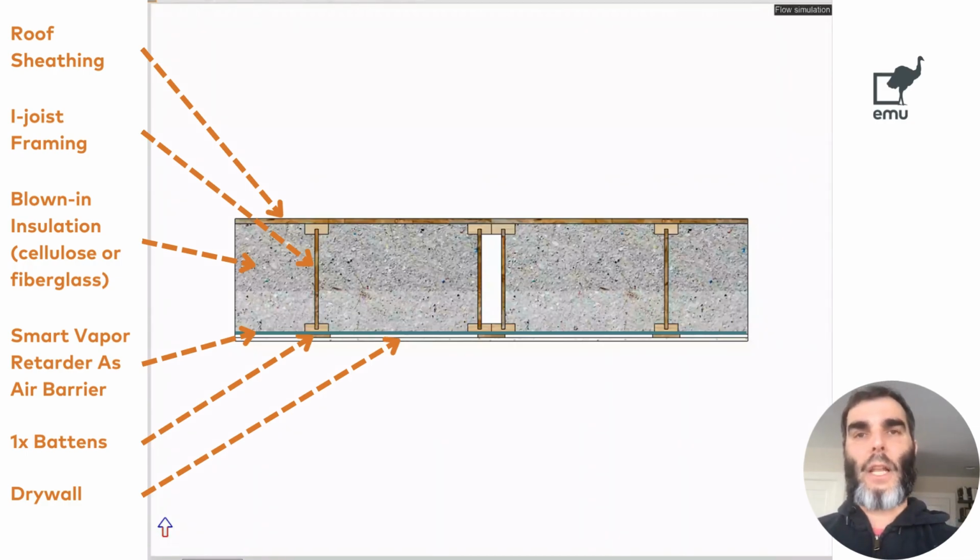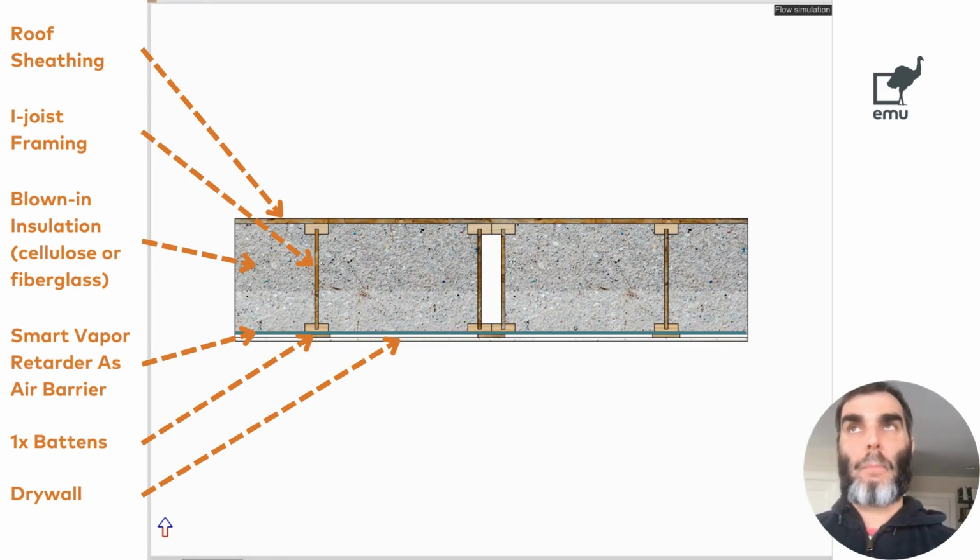It's a vaulted ceiling that is framed with I-joists, and the insulation is cellulose that is blown in between the joists, and it is held in place by a smart vapor retarder membrane that works both as the vapor retarder netting and the air barrier of the system, and that is installed on the underside of the rafters.